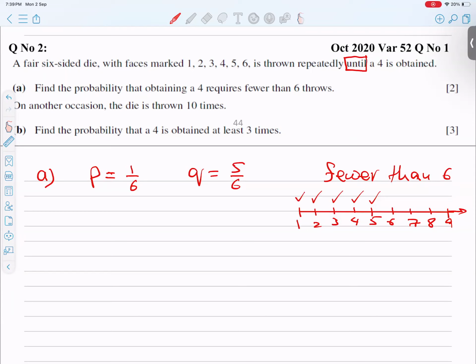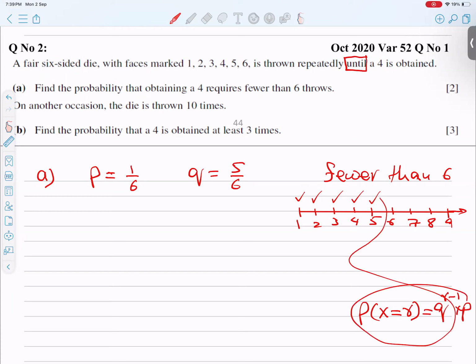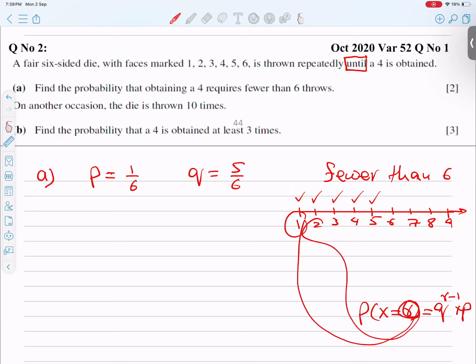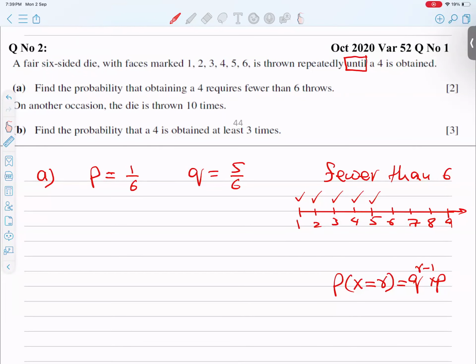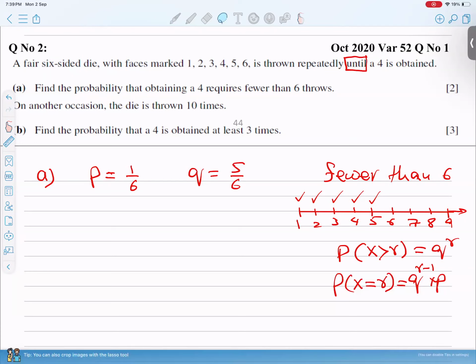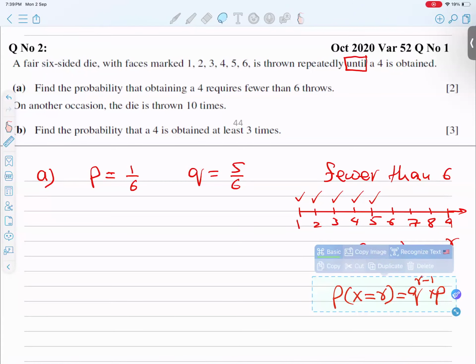I have two methods to do it. One, if I use the geometrical formula, X equals r, and the formula is q to the power r minus 1 into p. This formula I have to use 5 times. This is method number 1: one time r is 1, one time r is 2, r is 3, 4, 5. But it's too lengthy. I have a short technique and formulas. You know it very well. There are 2 formulas of geometrical probability. One is this formula, and the other is X is bigger than r, and that is only q to the power r. So we have 2 formulas basically for geometrical probability.